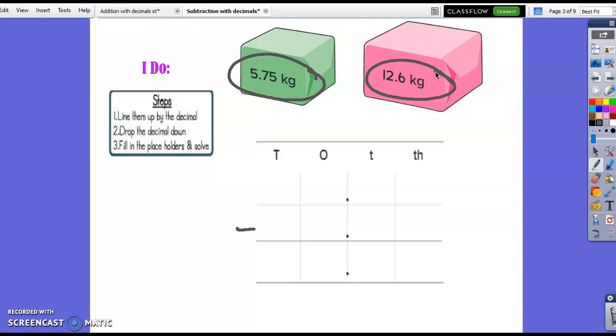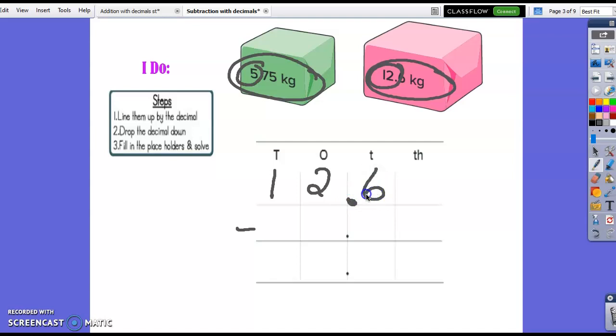Now, if I'm looking at the whole number, I have a 5 and I have a 12. 12 is greater than 5. So that number is the one that I'm going to put first. So before the decimal, I'm going to write my 12. I'm going to make my decimal a little bit darker so that you can see it. And I finish it up.